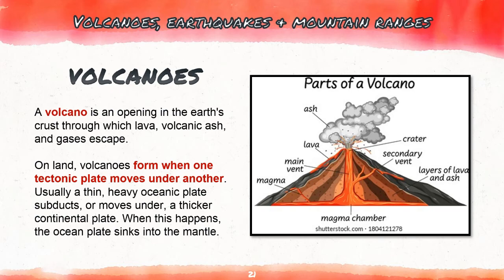On the land, volcanoes form when one tectonic plate moves under another. Usually, a heavy oceanic plate subducts, or moves under a thicker continental plate. When this happens, the ocean plate sinks into the mantle.